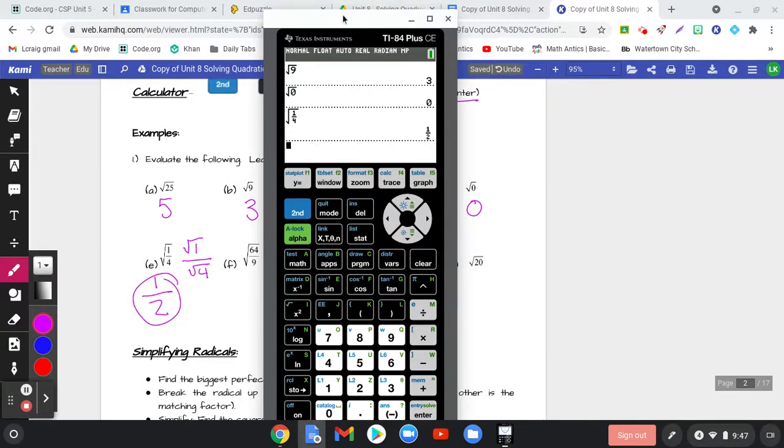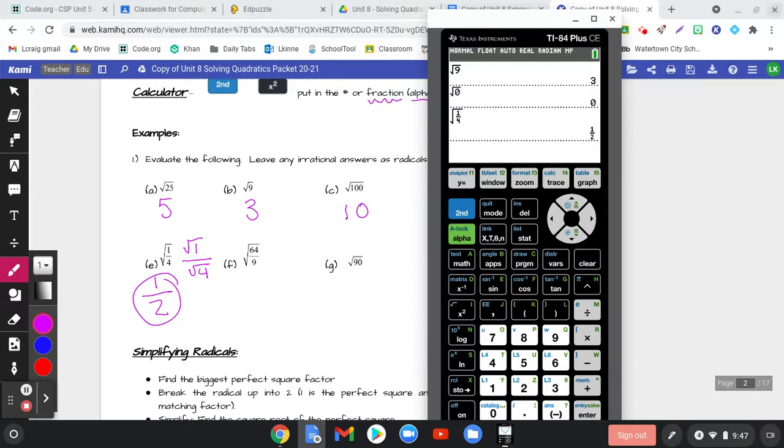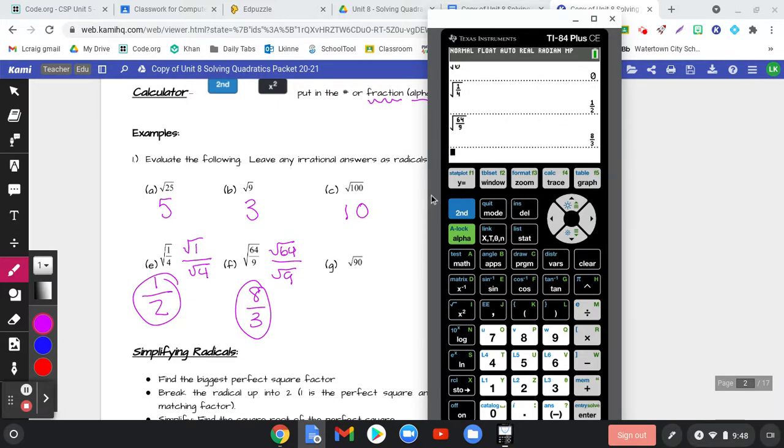Next one, square root of 64 over 9 is the same as the square root of 64 over the square root of 9, which is 8 over 3. But again, if you aren't sure about that, you could even go up and grab this, hit enter, and change the values in there. So 64 over 9, enter, 8/3. All right, now square root of 90.